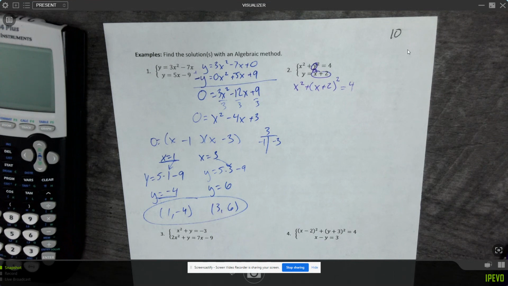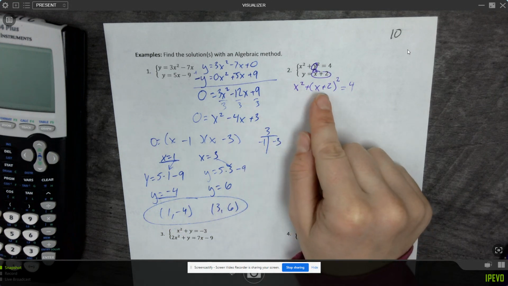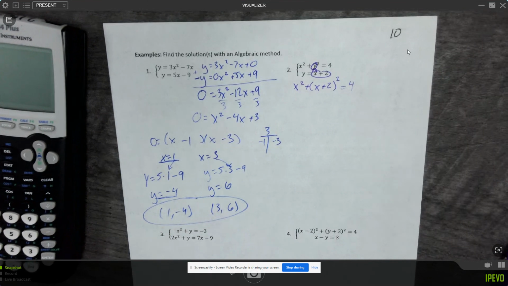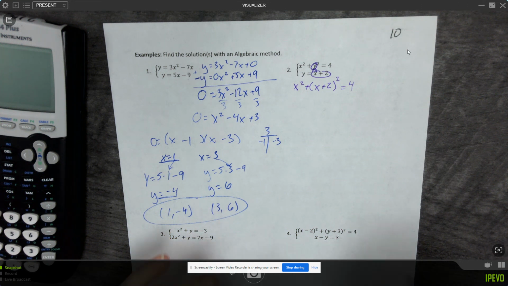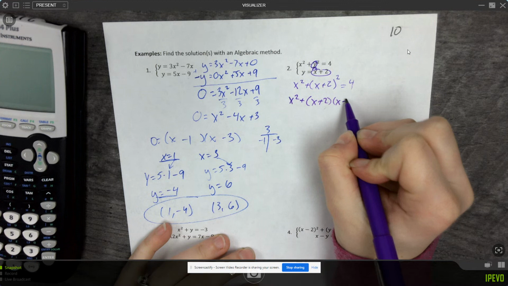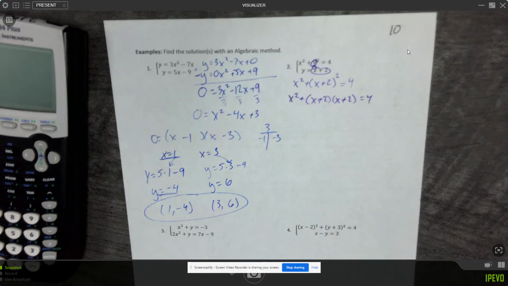Okay. I know you're going to do this wrong. You're going to look at this, and you're going to go to do your simplifying using your algebra, and I know you're going to do this wrong. Because I know that you are going to try and tell me that x plus 2 squared is x squared plus 4. But no, it is not. I need you to remember that when you square something, that means to multiply it by itself. So this is x squared plus x plus 2 times x plus 2 equals 4.